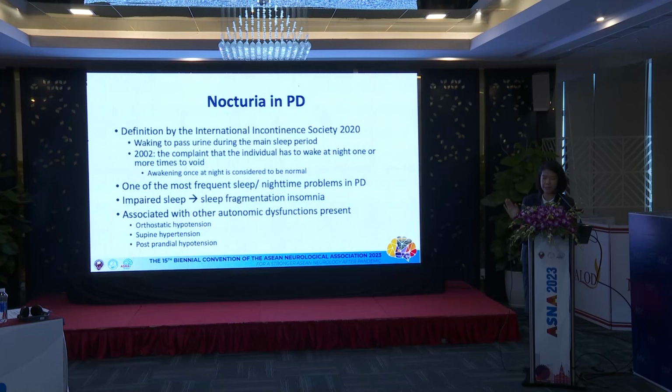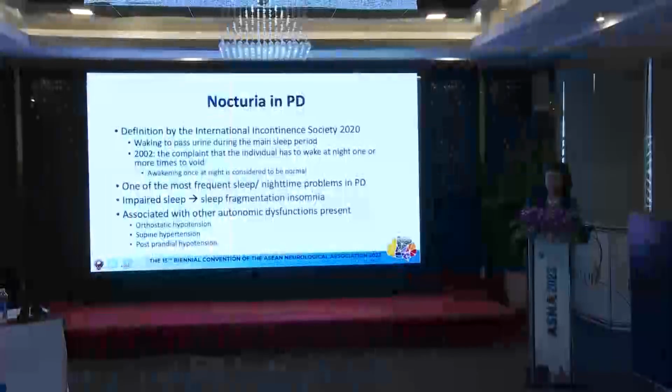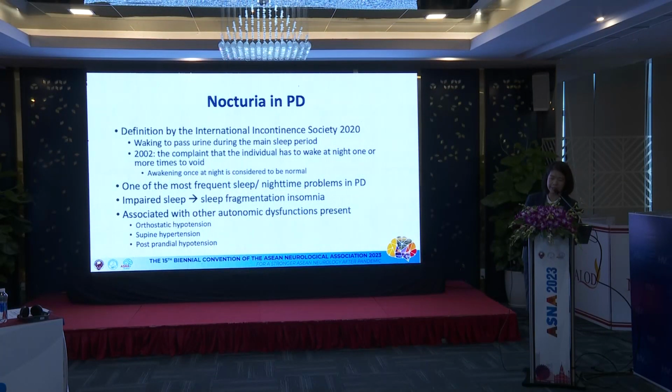As the disease progresses, nearly 100% of Parkinson's patients have nocturia, and nocturia is also a common problem that causes sleep fragmentation in Parkinson's disease because they need to go to the toilet and then back to sleep, and they cannot go to sleep again. In addition, prominent nocturia is usually associated with autonomic dysfunction during the daytime. So if a patient complains about frequent nocturia, you need to look for daytime autonomic dysfunction like orthostatic hypotension, postprandial hypotension, and patients usually have supine hypertension during the nighttime as well.